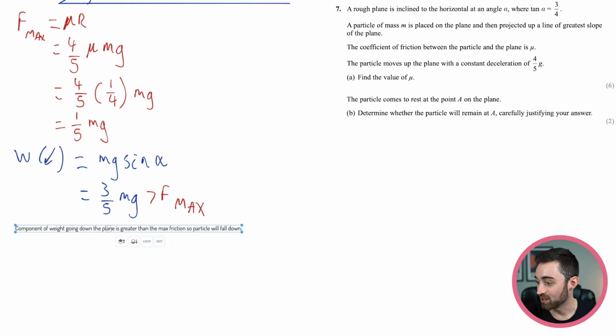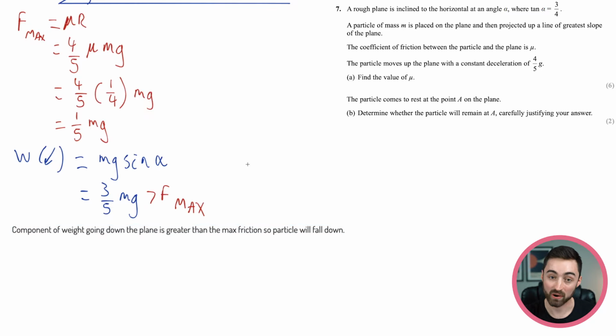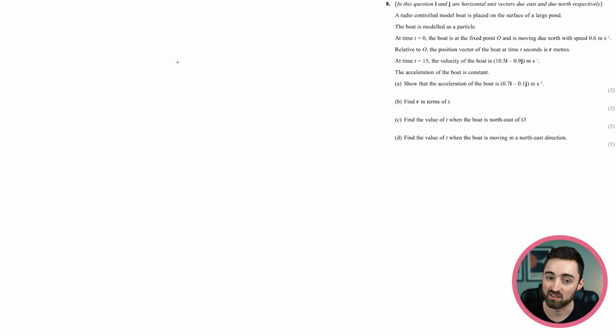And that will hopefully do the job for question 7. Let's see what's popping off with 8. A radio-controlled model boat is placed on the surface of a large pond. Of course it is. The boat is modelled as a particle. At time t equals 0, the boat is at a fixed point O, the origin, and is moving due north with a speed of 0.6. Relative to this origin, the position vector of the boat at time t seconds is r metres. At time t equals 15, the velocity is that. The acceleration of the boat is constant. Show that the acceleration of the boat is 0.79 minus 0.1 j metres per second squared.